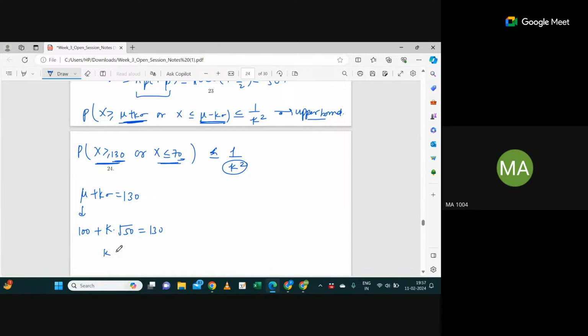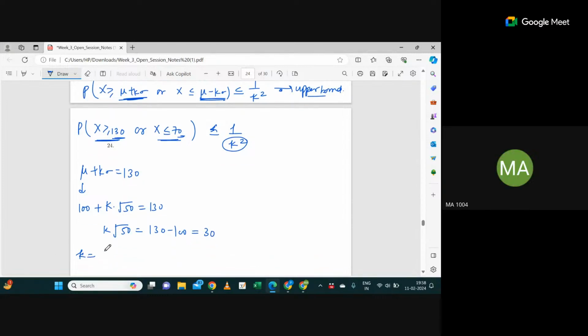Okay, let's make it root 50, which is 7.07. One second. So it will be 130 minus 100, which is 30, correct? So the value of k will be 30 divided by square root of 50. If you put the value of k here, you will get 900 divided by 50, so it will be less or equal to 50 divided by 900. It will be 1 by 18.